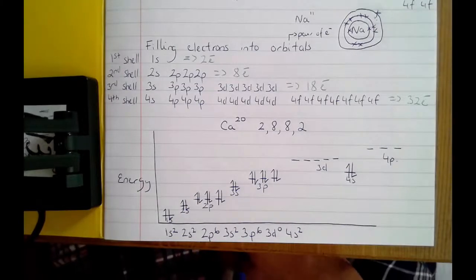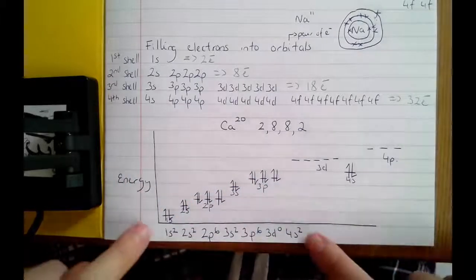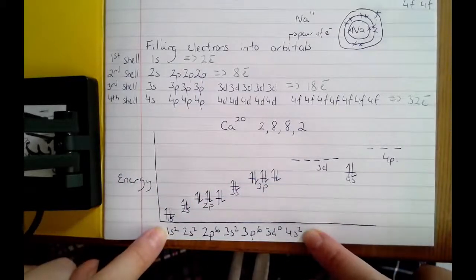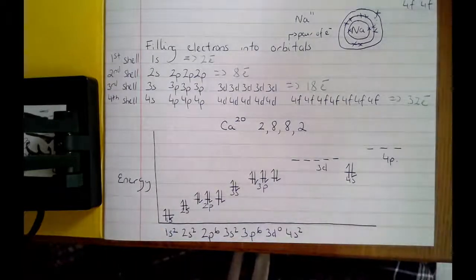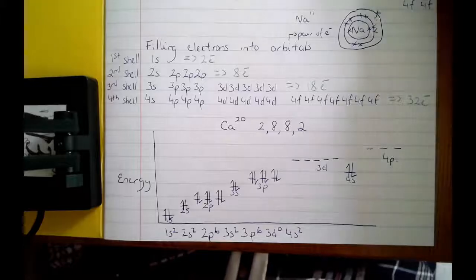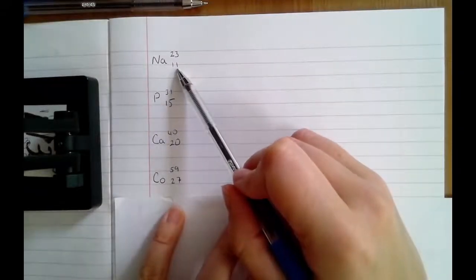Now when you're asked to do this in the exam, you are not required to draw out this whole big diagram, you're just required to write the electron configuration as I've done here at the bottom. I'm going to do a few more examples so that you can get the hang of it and then give you a few to do by yourself. Okay, so I'm going to start here with sodium. Sodium has got 11 electrons, okay?